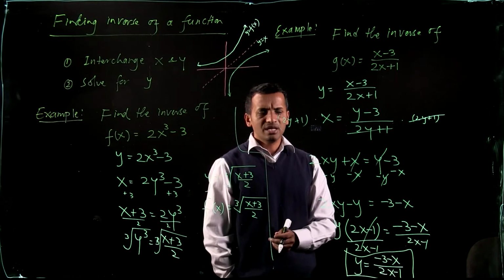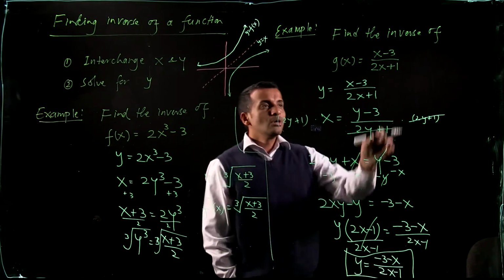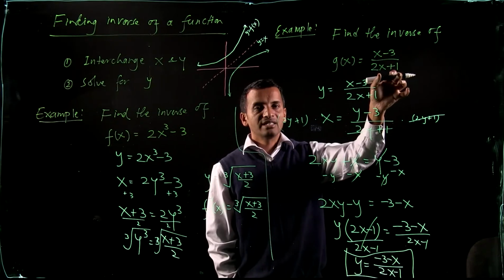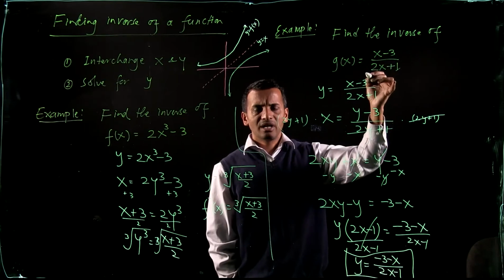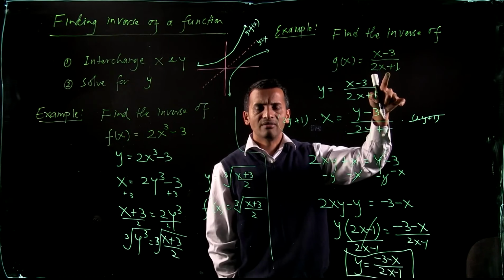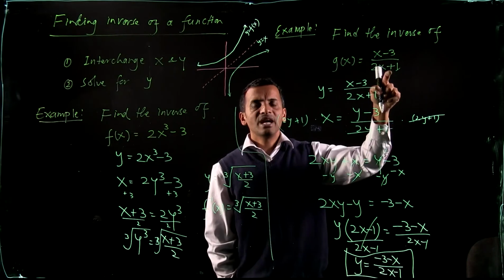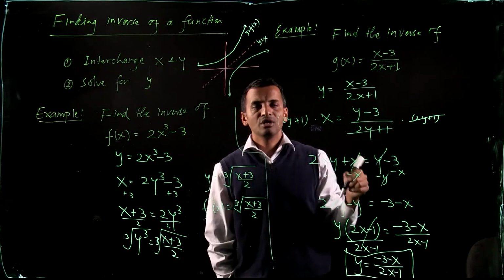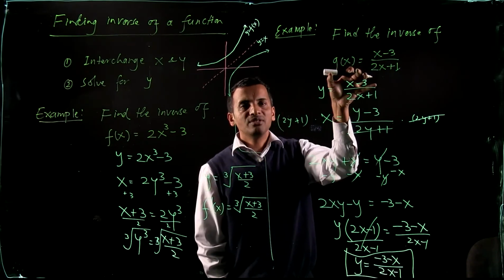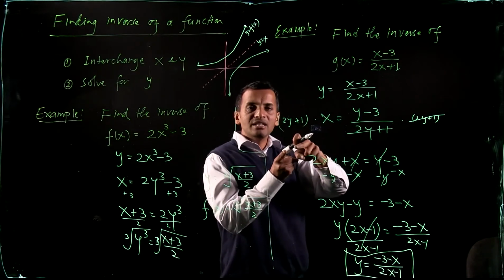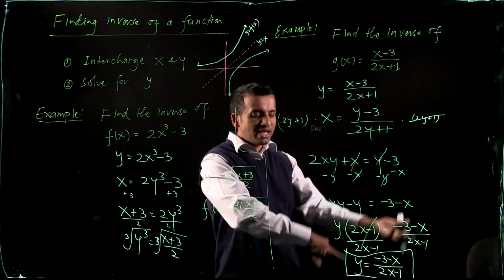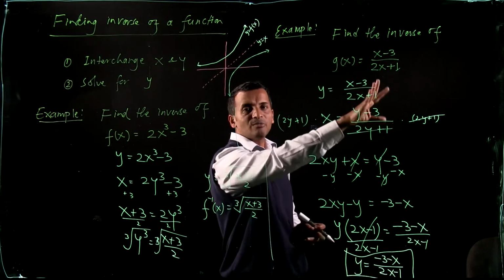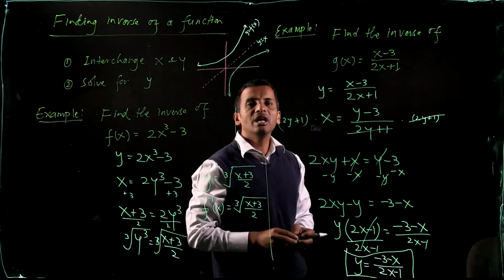Okay, so let me ask you this. Can you tell me what is the domain of g(x)? So you solve the bottom for x, right? You get x equals negative 1/2. So all real numbers except x equals negative 1/2. That is the domain of g(x). So the domain of the function is the same as the range of the inverse function. So the range of the inverse function is all the real numbers except x equals negative 1/2.